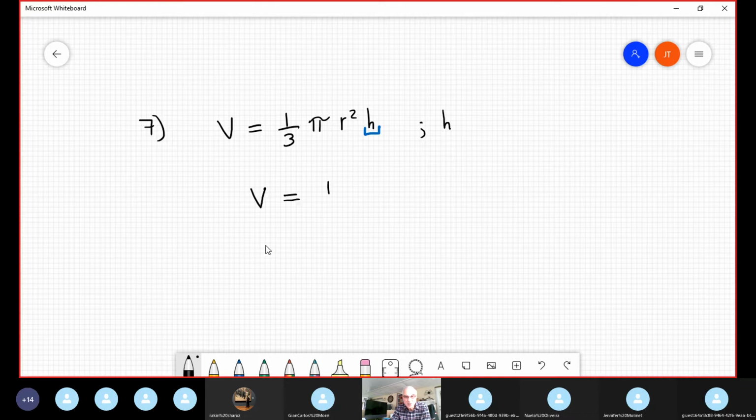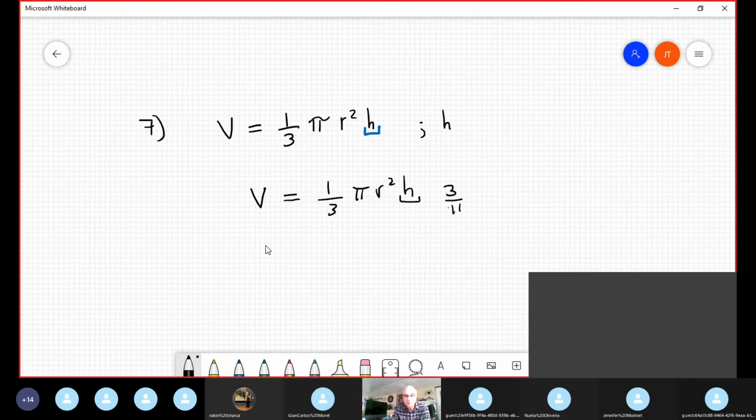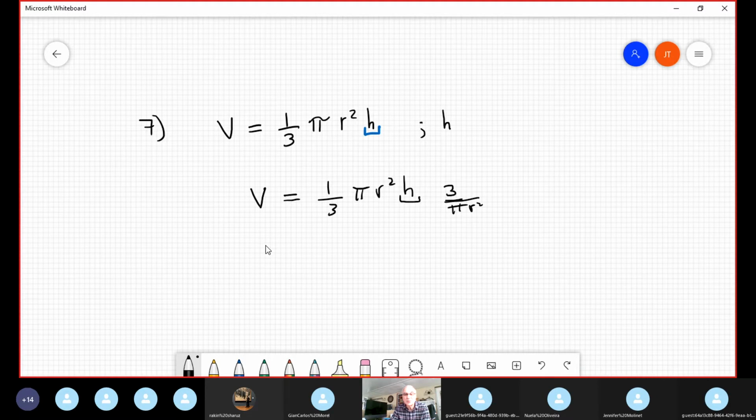Look at that. 1/3 pi r squared h. I want to isolate h, and the rest you find the reciprocal. What is the reciprocal? 1/3 is 3. What is the reciprocal of pi? 1/pi. And what is the reciprocal of r squared? That you create a reciprocal, the reciprocal is formed by flipping: 1/3 is 3, and pi.